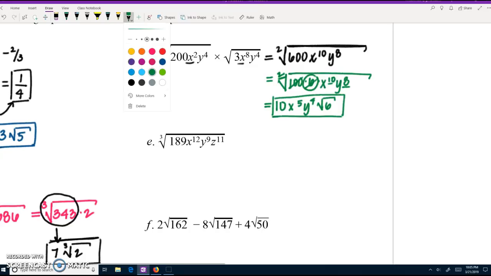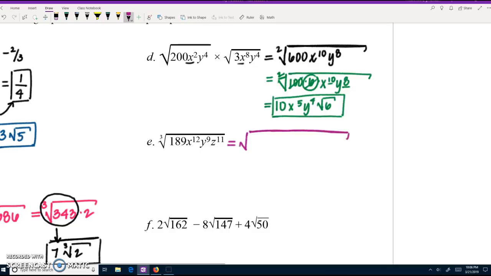Letter E is really similar. The only difference is this is a cubic root instead of a square root. So I'm going to go ahead and break it apart and see what's going to work and what's going to be left inside of the root operation. So I'm taking cubic roots. If I check 189 in my calculator, it is not a perfect cubic root. So instead, what I need to do is start trying to divide things from my list of perfect factors. So I can try 8, and then I can try 27 or 64 and see what's going to work. When I divide these out, I see that 27 divides into 189 7 times.